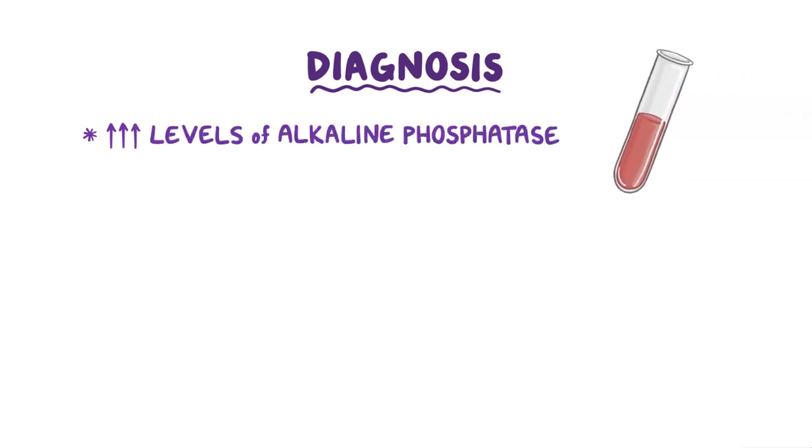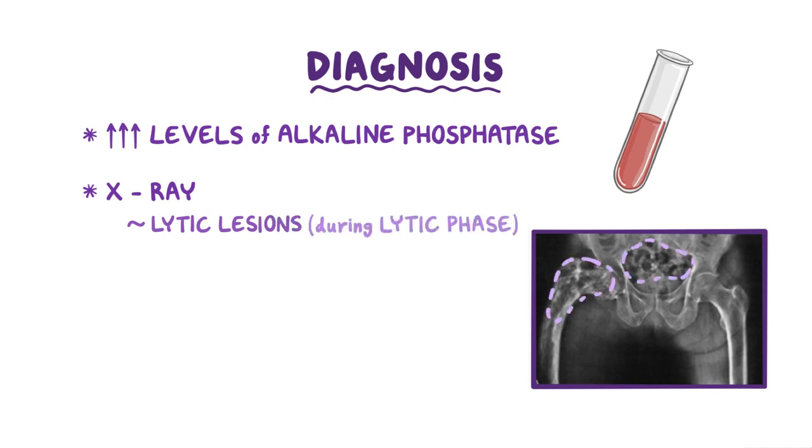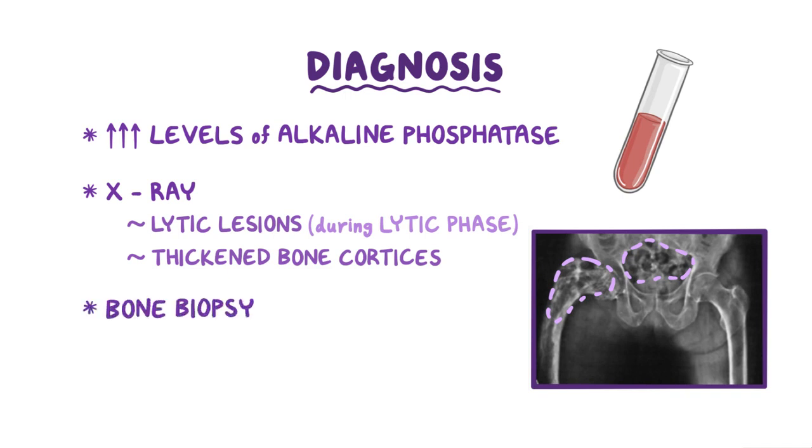The diagnosis of Paget's disease of bone is usually done by checking for elevated levels of alkaline phosphatase. In addition, an x ray might show lytic lesions during the lytic phase of the disease, or thickened bone cortices in advanced cases. Finally, a bone biopsy is usually done to exclude malignancies, which can mimic some of the findings of Paget's disease of bone.